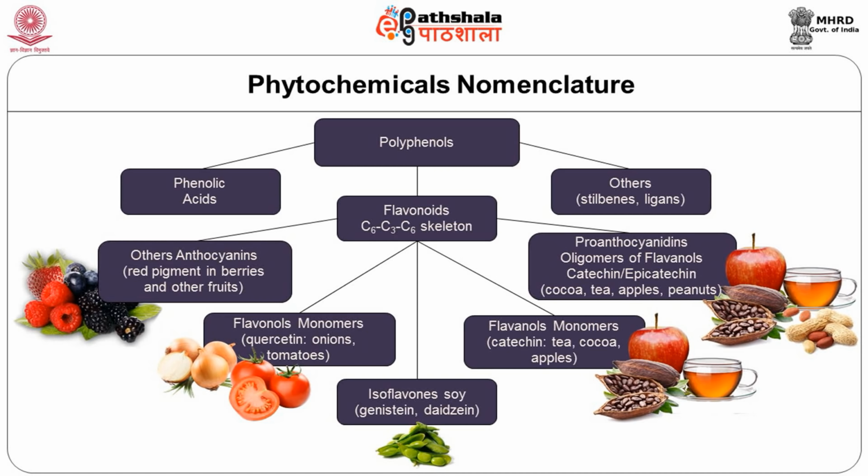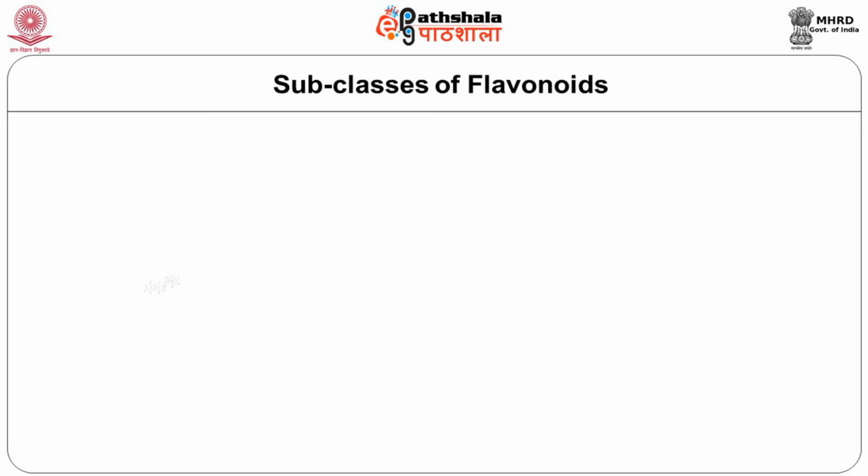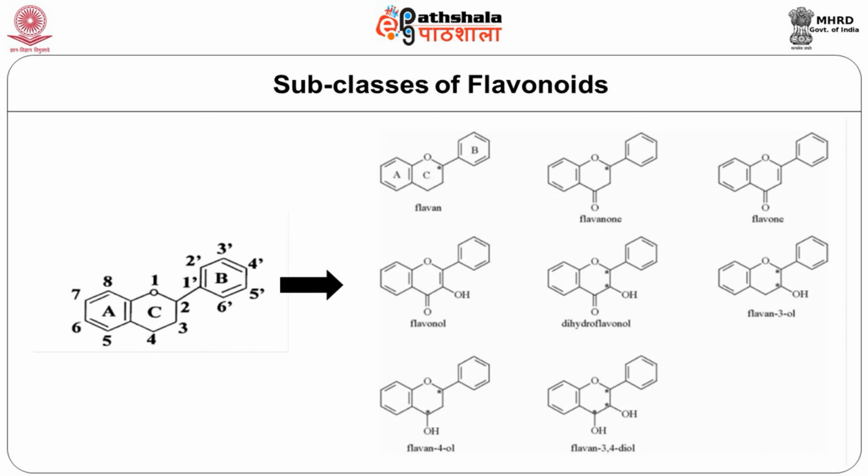As I have mentioned, another important group is the isoflavones. An example is soybean, with genistein and daidzein, which are isoflavones abundantly present in soybean. Subclasses of flavonoids: this classification is based on variations in the heterocyclic C ring. In the polyphenol structure, you can find three rings, the A ring, B ring, and the C ring. The variations in the C ring give many products like flavan, flavanone, flavone, flavonol, dihydroflavonol, flavan-3-ol, flavan-4-ol, and flavan-3,4-diol. These are the various subclasses of flavonoids abundantly present in the plant system.